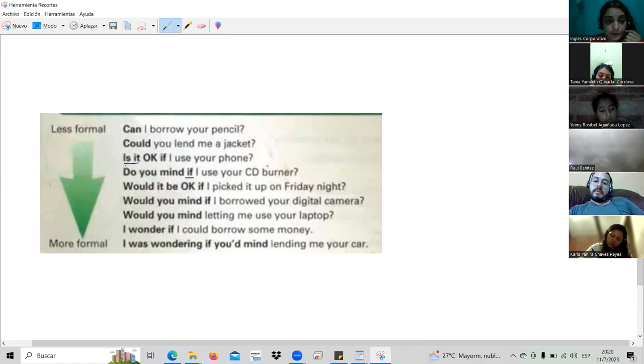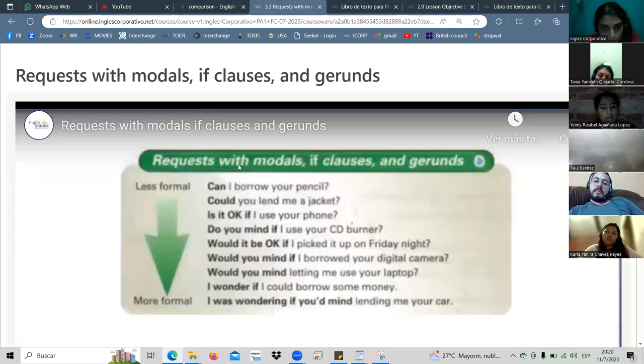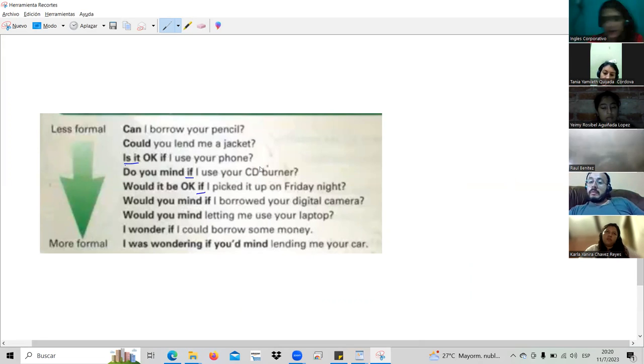Okay. If, all right? Then, oh, you see, I wondered. Let me see that WhatsApp. I don't know where I left my cell phone, guys. I was wondering here. This is what you mean? It's like the expression me preguntaba. Means me pregunto si. Correct. Okay.